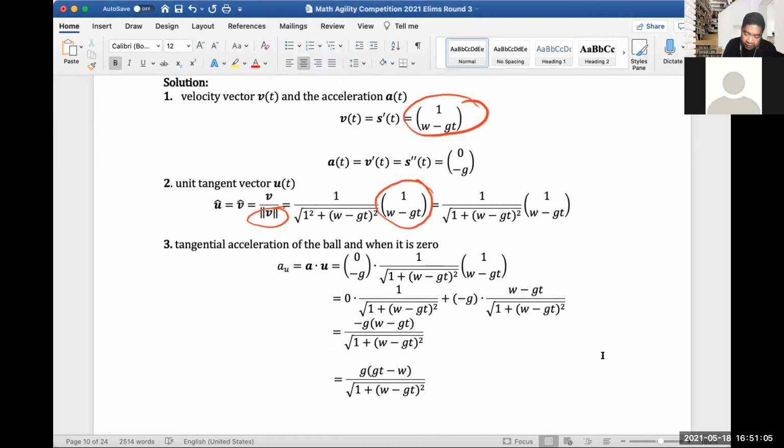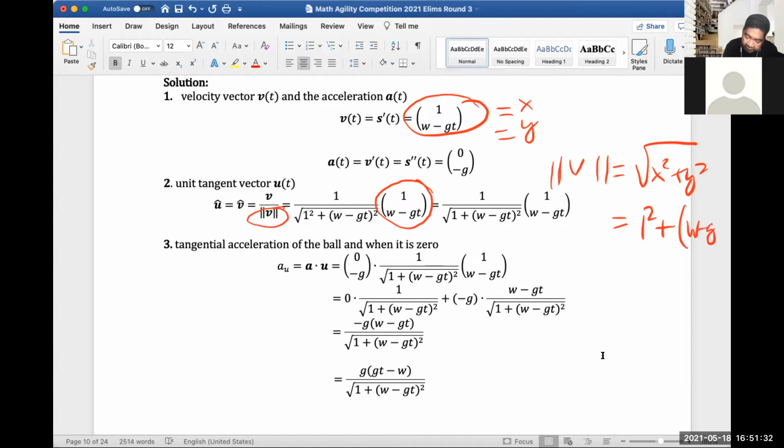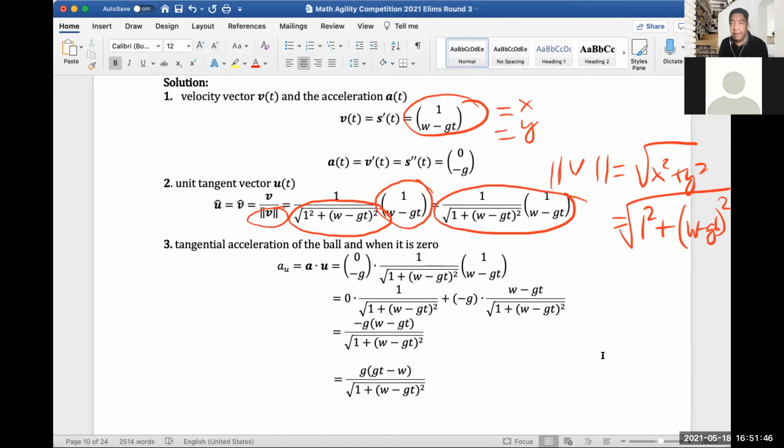And the magnitude of v is simply the square root of 1 plus this. So our elements x and y, it's simply the square root of x squared plus y squared. So if this is your x and your y, this would be the square root of 1 squared plus w minus gt squared, right? So that's what we get here. Just simplifying, we have the answer for u hat, which is the unit tangent vector of t.